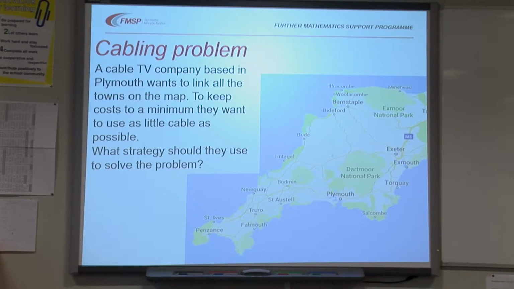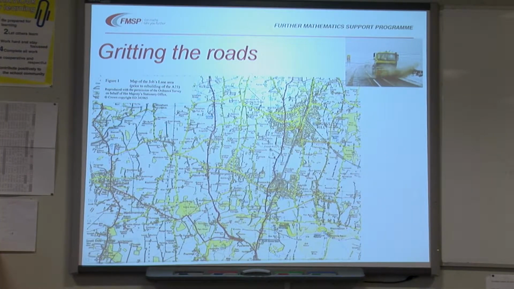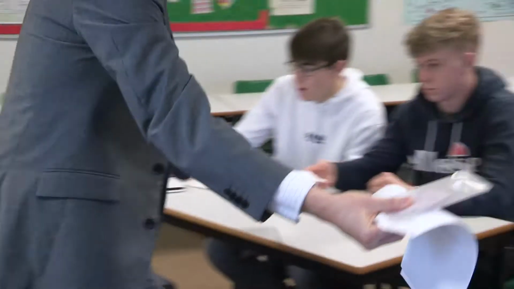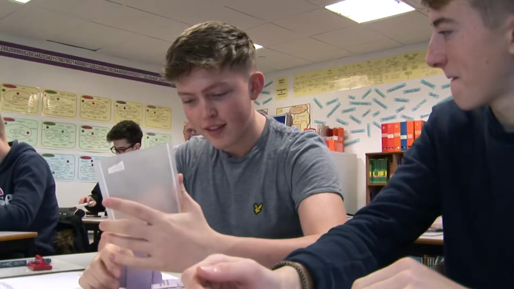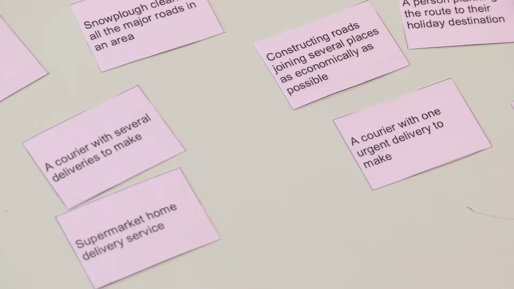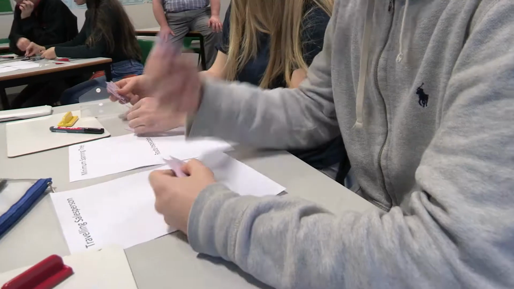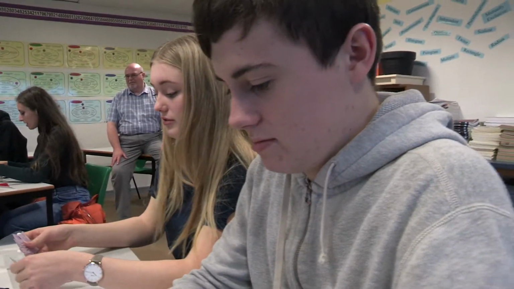Which algorithm do you think might be useful for this sort of problem? Probably like Prims or Kruskalls. Prims or Kruskalls. What about if you were in charge of gritting the roads before winter? What might we want to do first with a problem like this? Working in pairs, they are to decide for each scenario on the cards what kind of algorithm they would choose to help solve the problem, and justify their choice in each case.